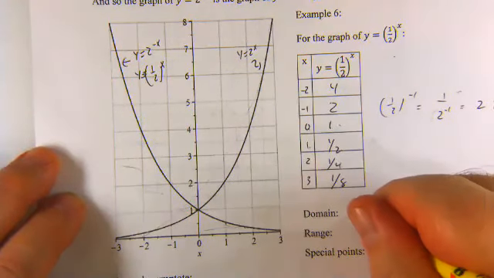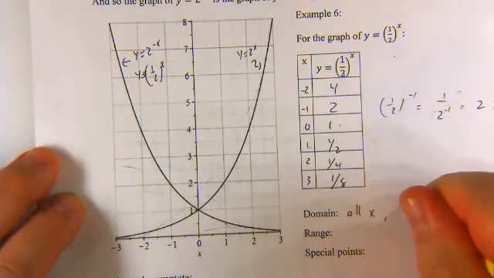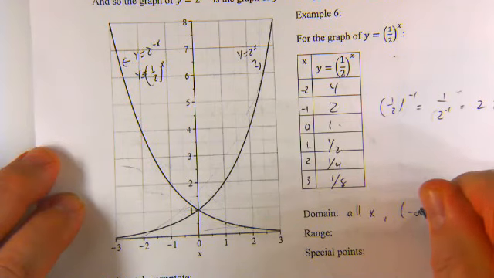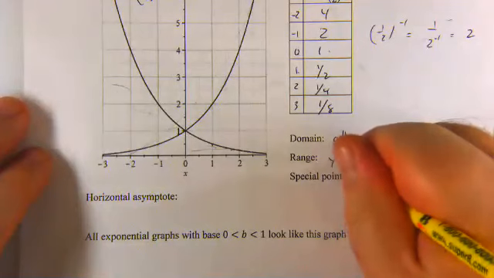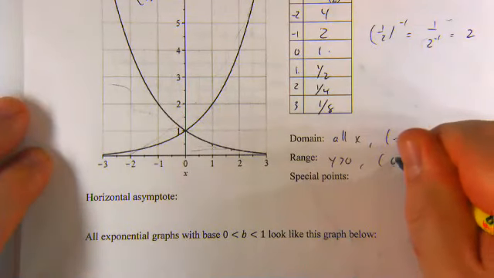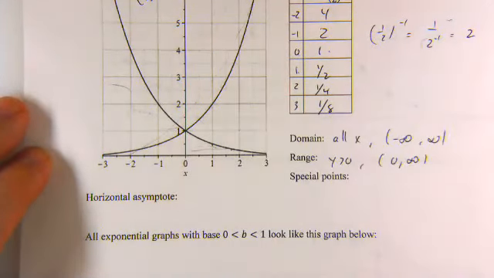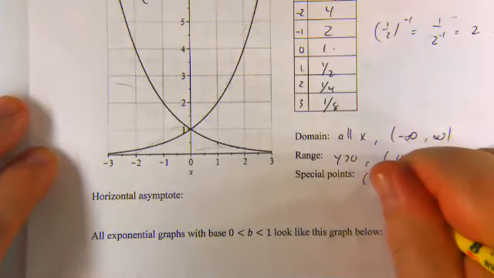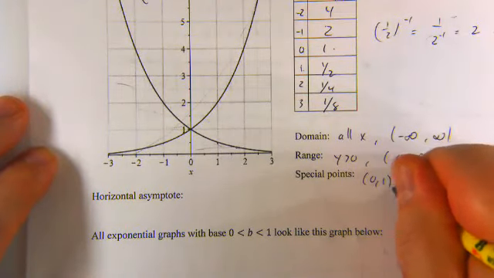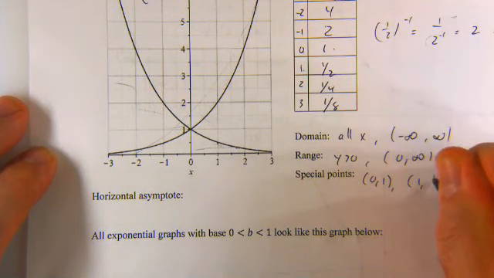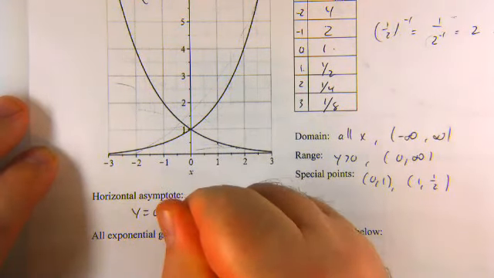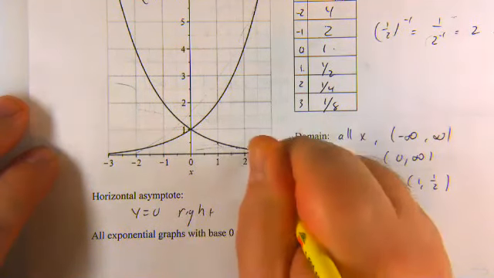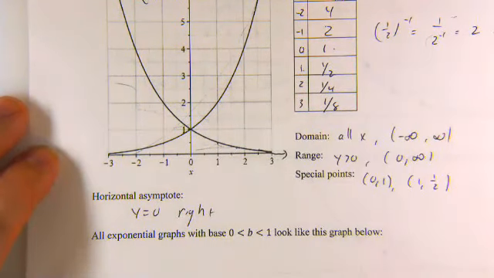So domain, still all x, or in interval notation, -infinity to infinity. Range, y greater than 0, or in interval notation, 0 to infinity. Special points are still (0, 1) and (1, 1/2). Horizontal asymptote is y equals 0, but to the right now, because we're just declining out that way.